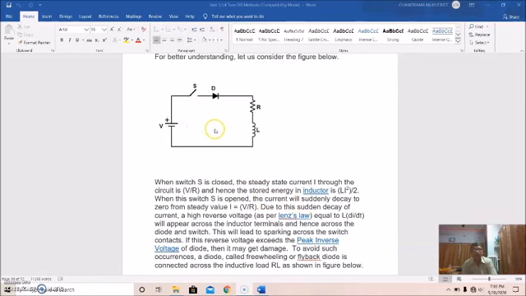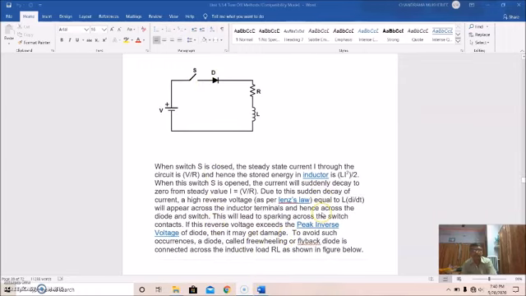Due to the sudden decay of current, a high reverse voltage as per Lenz's law, equal to L di/dt, will appear across the inductor terminals, and hence across the diode and the switch also. So this will lead to sparking across the switching contacts. If this reverse voltage exceeds the PIV, peak inverse voltage of the diode, then it may get damaged.